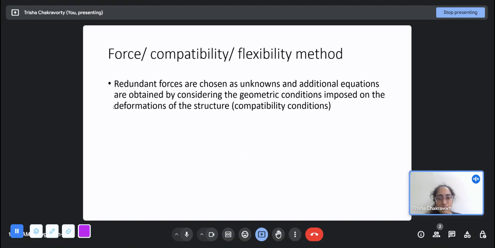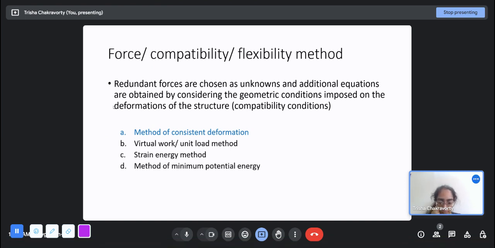Redundant forces are chosen as unknowns, and additional equations are obtained by considering the geometric conditions imposed on the deformation of the structure. Compatibility conditions. We already talked about that. Compatibility conditions mean that at any point there can be only one displacement and only one rotation of a structure. There can be no discontinuity in the structure. These compatibility conditions are our additional equations to solve an indeterminate structure. There are several methods: method of consistent deformation, the virtual work or unit load method, strain energy method, method of minimum potential energy, and the flexibility matrix method. Of these, only the first method is mostly important.